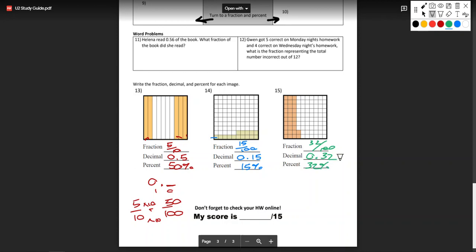Make sure that you take the time either to email your teacher or to ask during class if you're still having problems with fraction decimal percent or anything that we went over covering ratios.